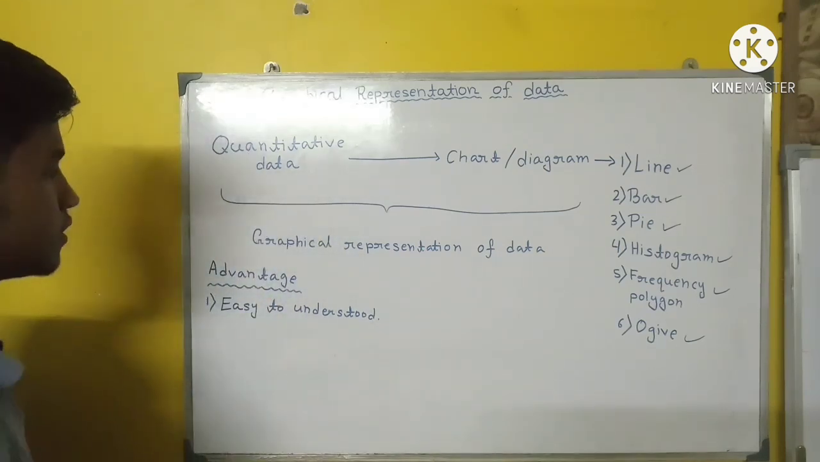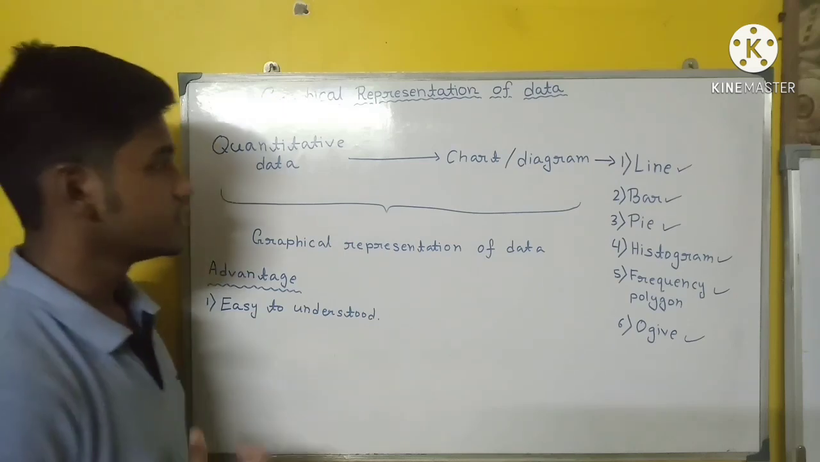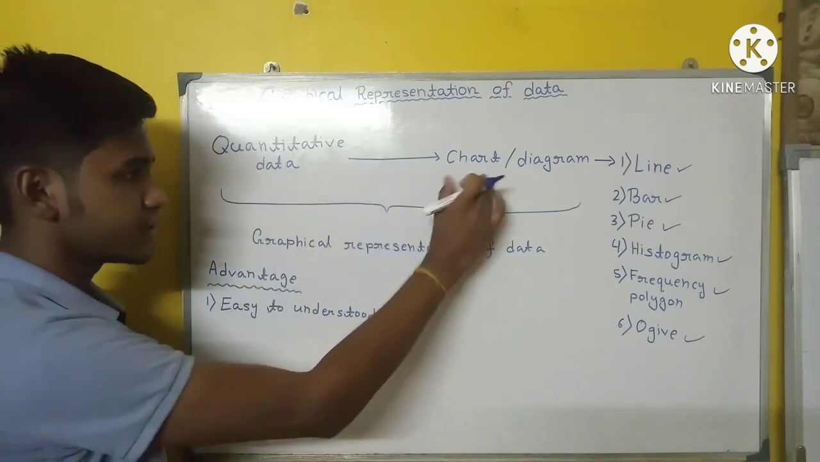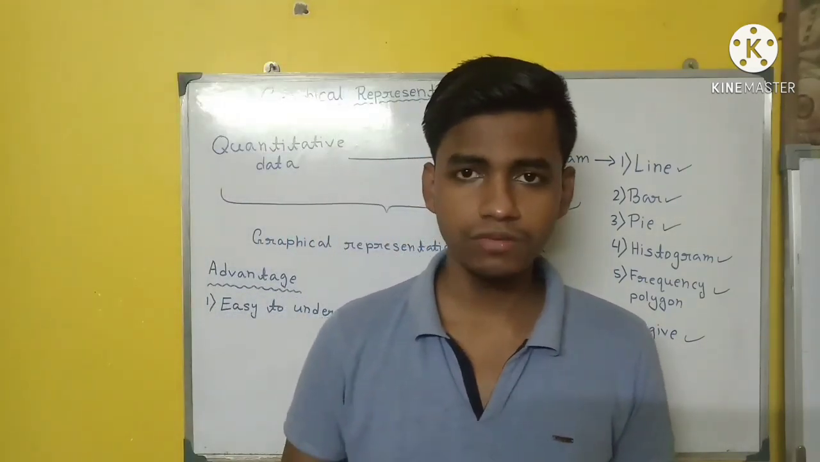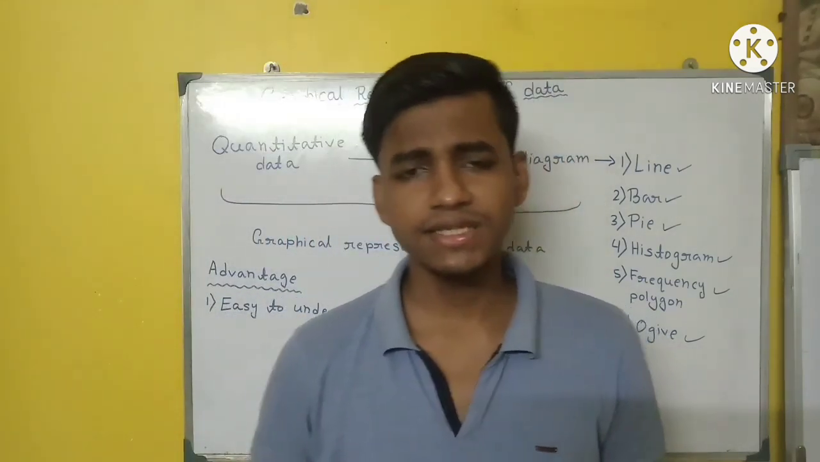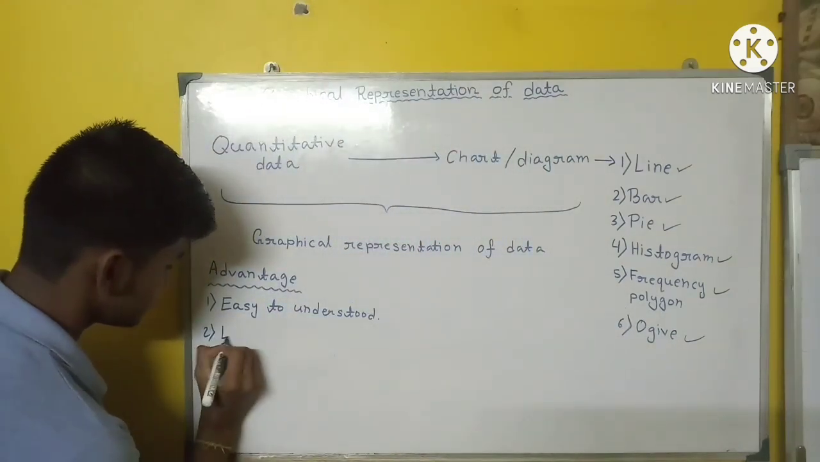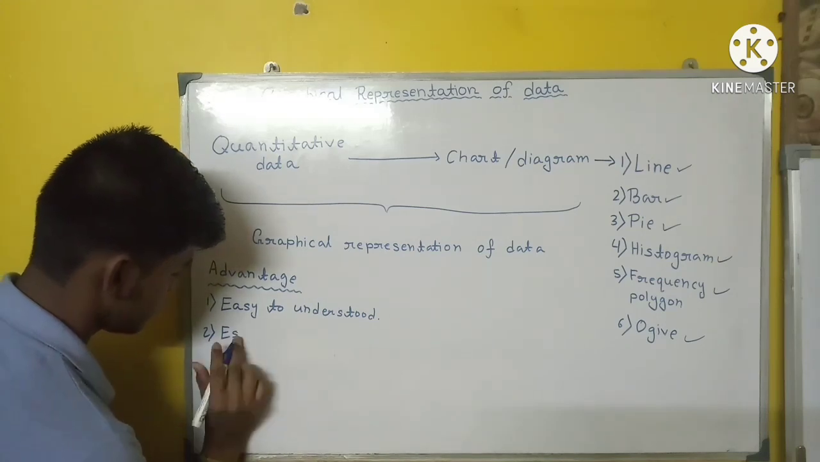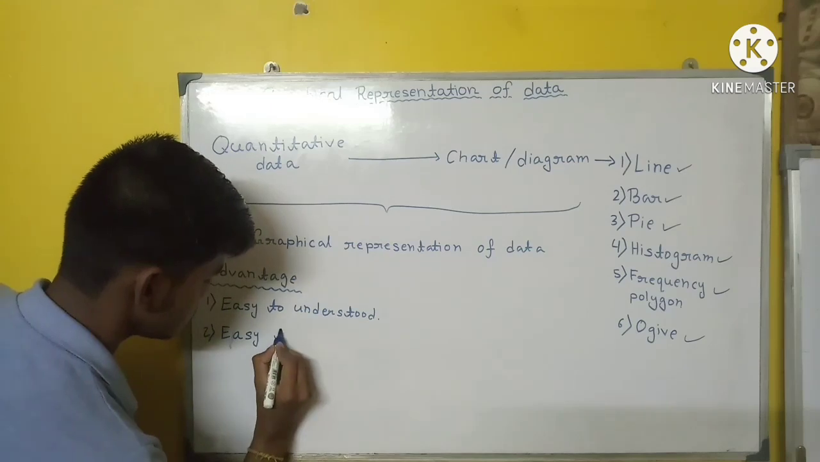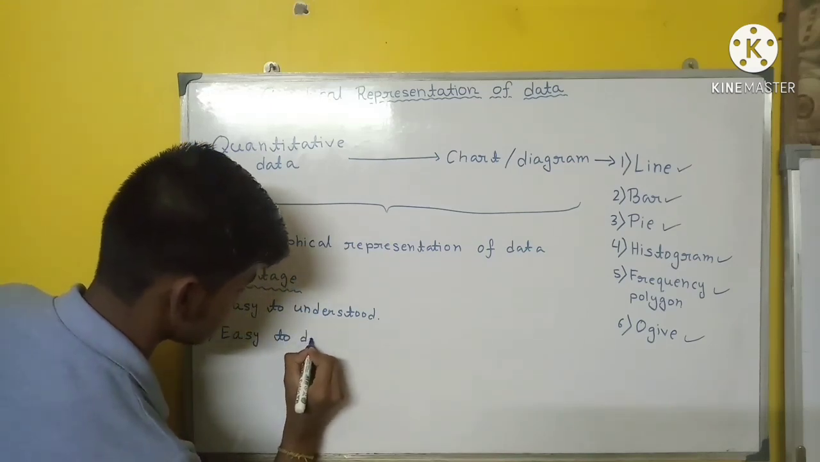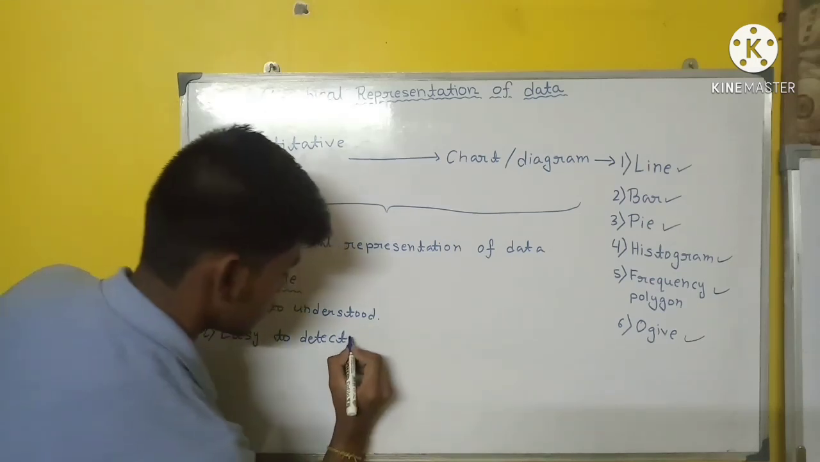Second point is, when you represent the quantitative data in some chart or diagram, then it will be very easy for you and also for others to detect the mistake. So the second point is easy to detect mistake or error.